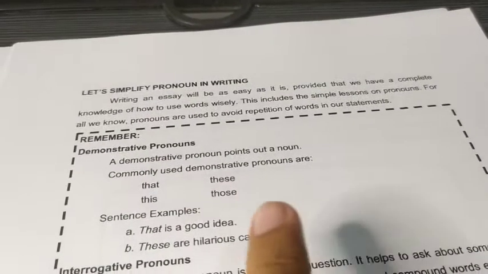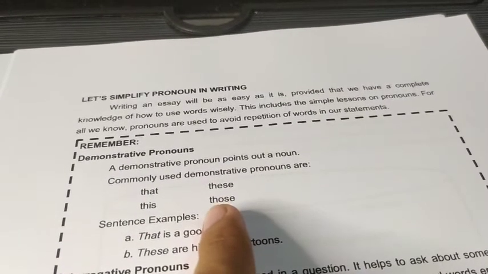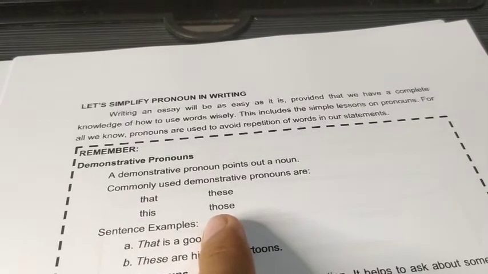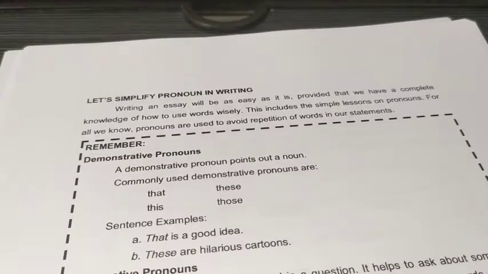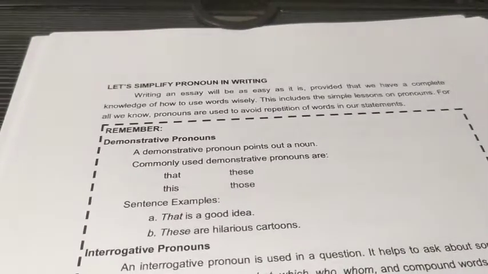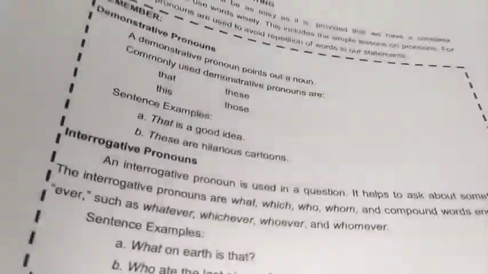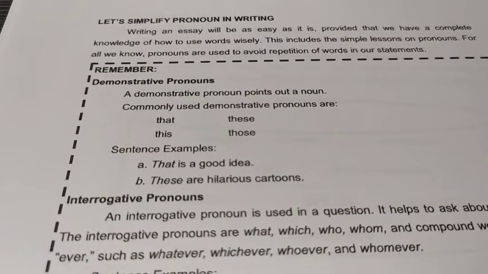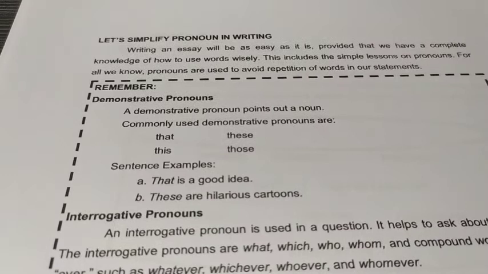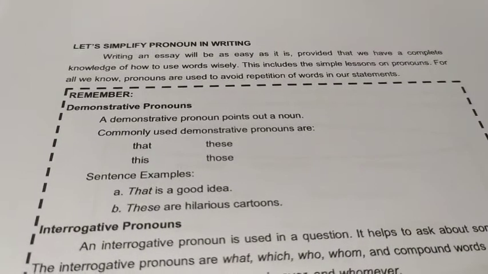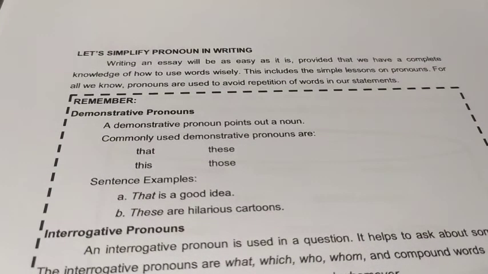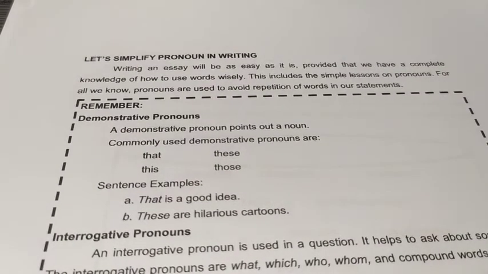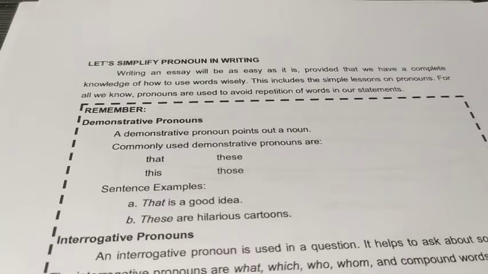When we say those, also it's many, but you are not holding it. It is far from you. So you are pointing to a particular object or people which are far from you. So that is a good idea. These are hilarious cartoons. So when we say demonstrative pronoun, you are pertaining to a particular thing or person. Maybe you are holding it, or it is placed far from you, or you are pointing to a particular subject.